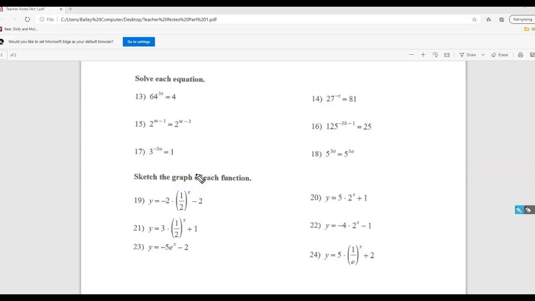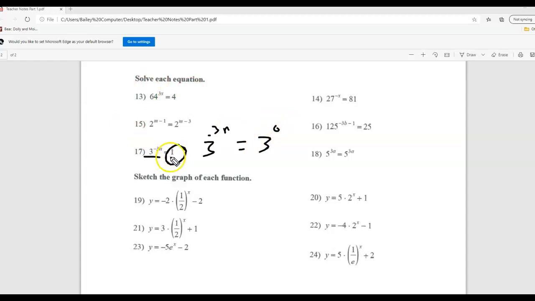This one's a little bit different from the other ones. Here's what we're going to do here. We're going to keep this side the same. 3 to the negative 3n, right? But I can change 1 into a common base. I can rewrite 1 as a base of 3 if I give it a power of 0. Because any number to the 0 power equals 1.